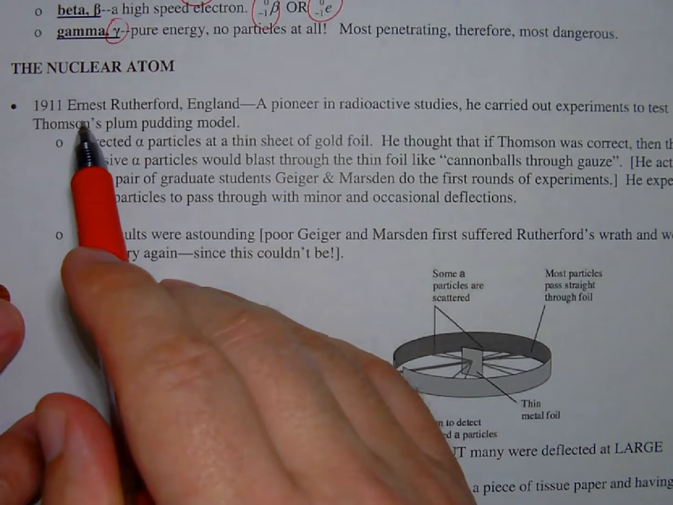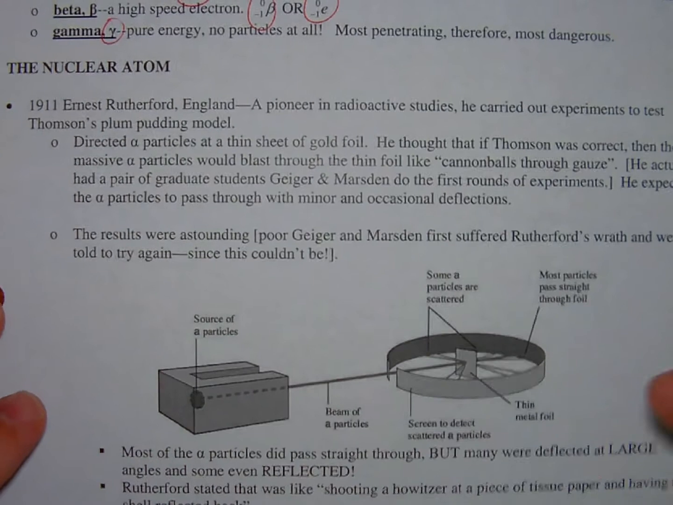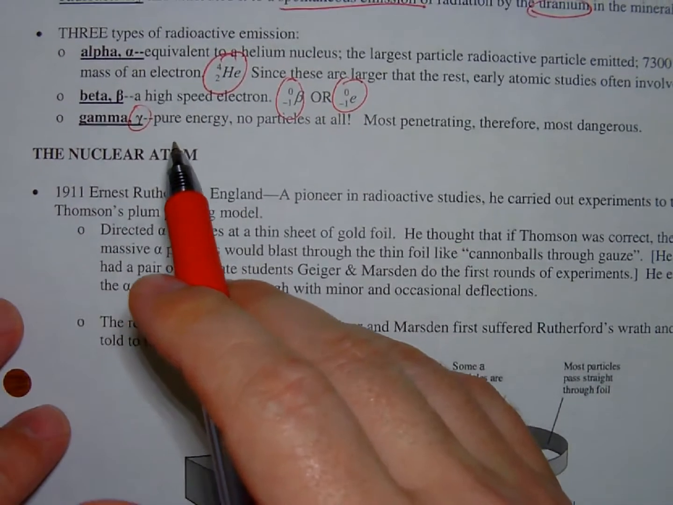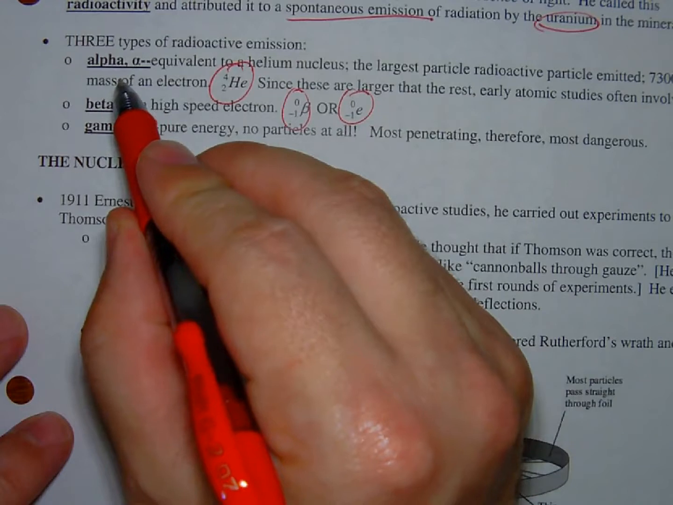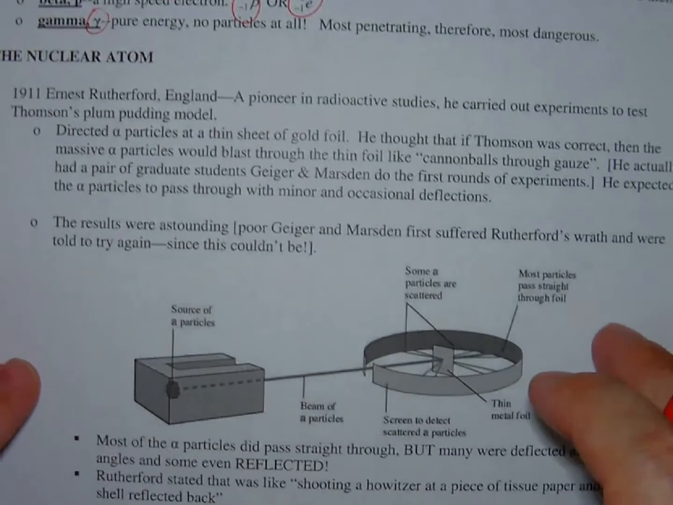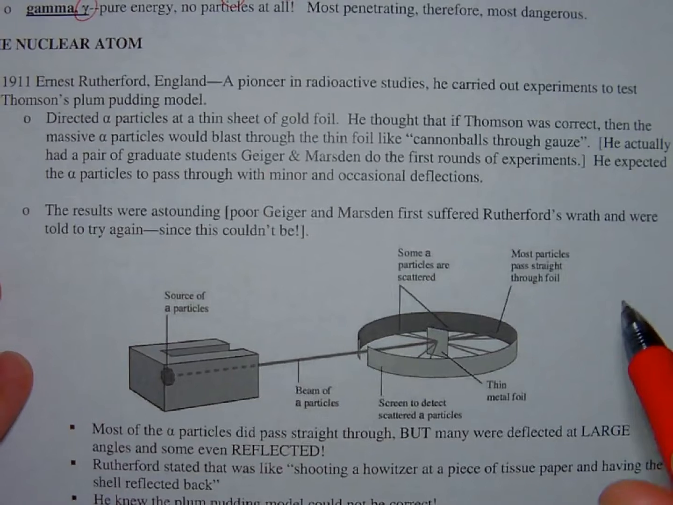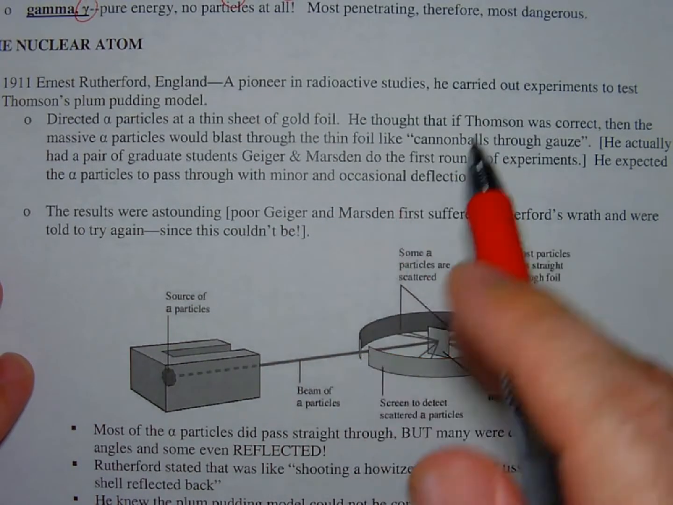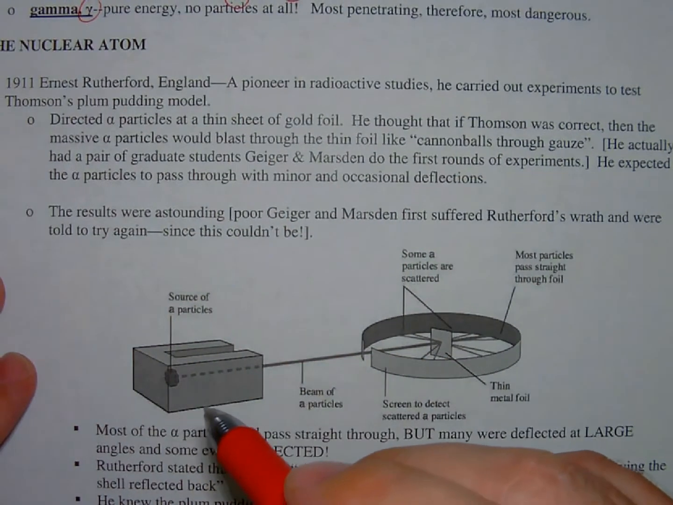But in 1911, Ernest Rutherford in England, he was a pioneer in radioactive studies. In fact, I believe he had actually already won a Nobel Prize for his studies of alpha particles, alpha decay. And using his radioactive skills, he decided to carry out experiments to test Thomson's plum pudding model.